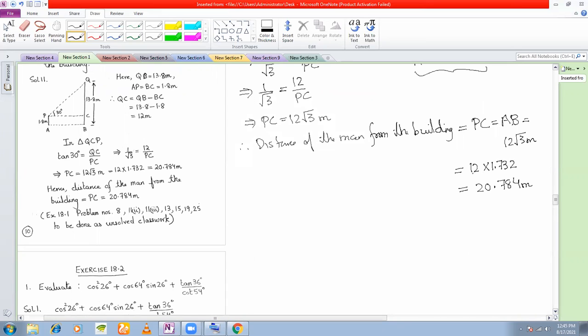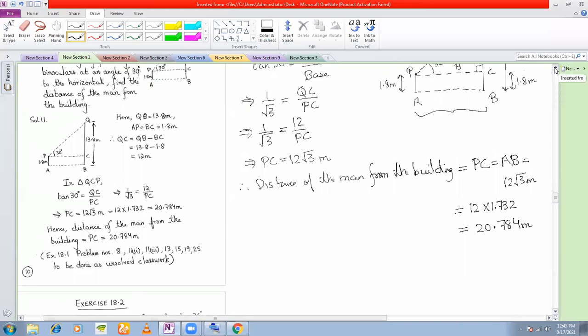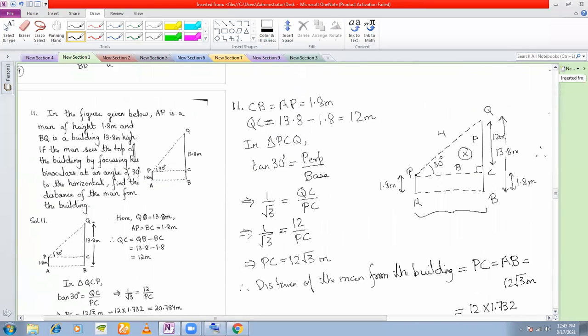Okay, so that was a simple problem. But later on in class 10, we'll be coming back to such problems. Why we will be coming back to such problems? Because this angle is a very special angle. Okay, this angle we actually call in terms of trigonometry as the angle of elevation.